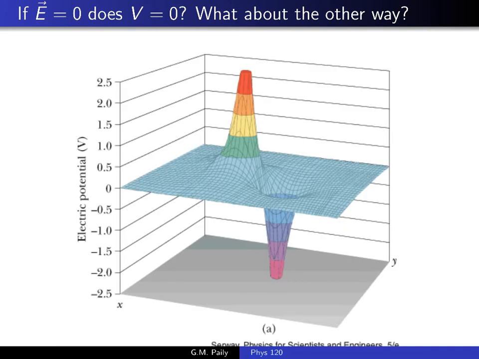Here is another depiction of that. Again, note that the positive charge creates a positive potential, negative charge creates a negative potential. And while the potential at the midpoint is 0, the slope most definitely is not. In fact, it is steepest there.